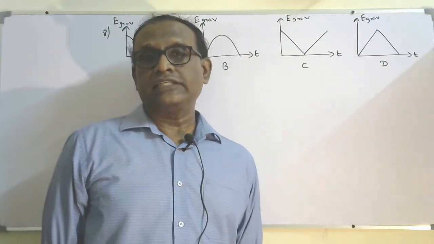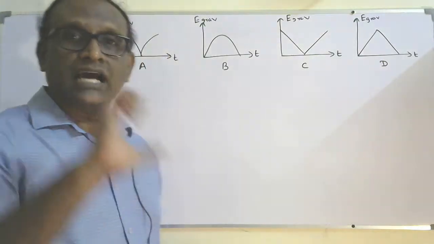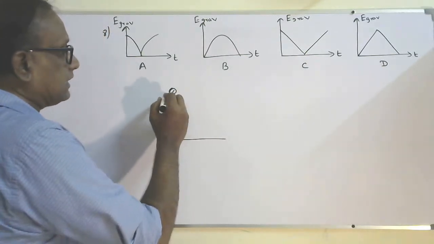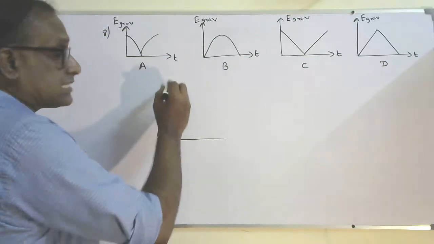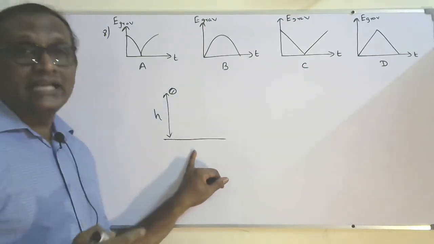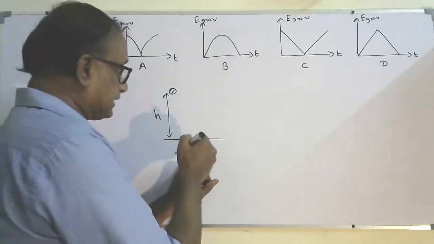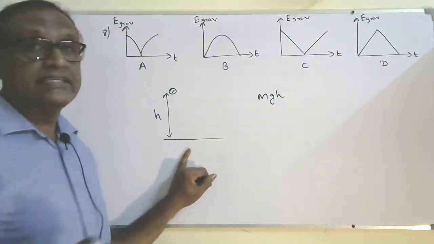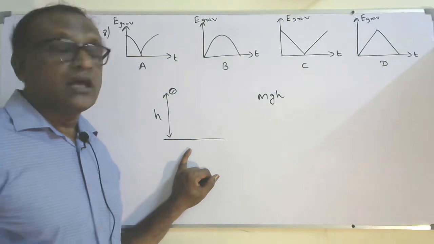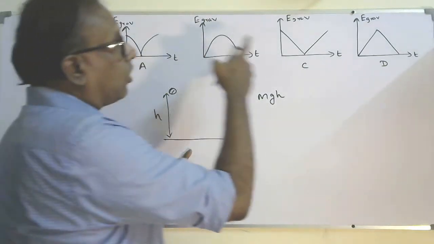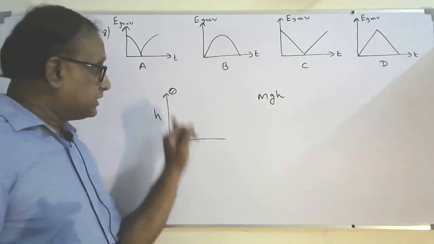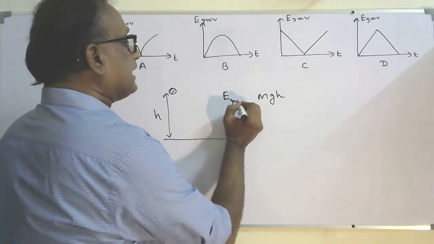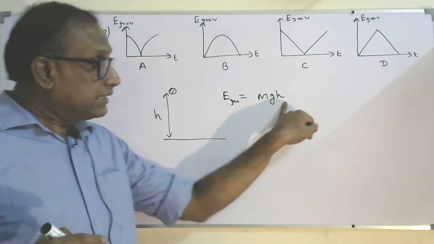Okay, so gravitational potential energy is mgh, right? So h is the height from the ground. So the ball, if I take this as the ground, this is the ball, initially it was at a height h. So it's dropped, when it moves down, the height will decrease. So the gravitational potential energy is given by mgh. The height is decreasing, so the gravitational potential energy should decrease. Right, so either this graph or this graph, because gravitational potential energy should decrease when the ball moves down. So the gravitational potential energy decreases due to decrease in h.